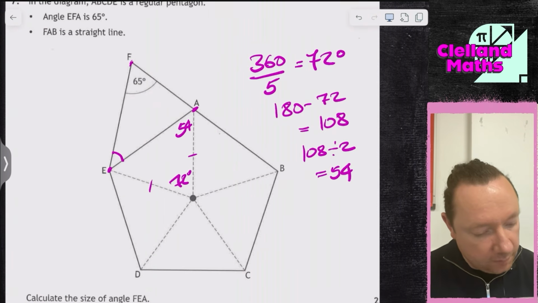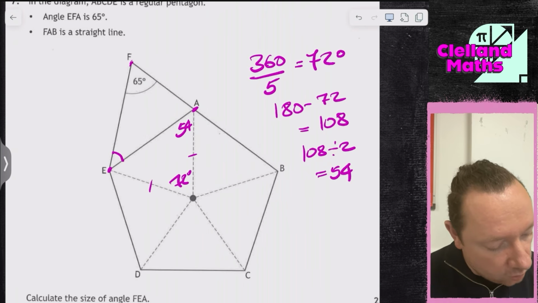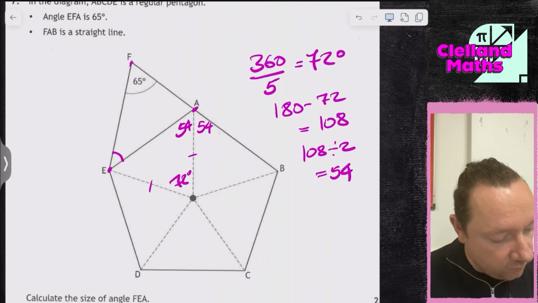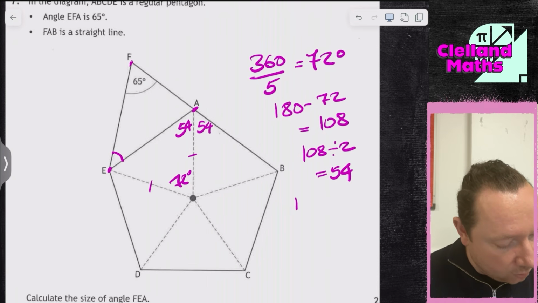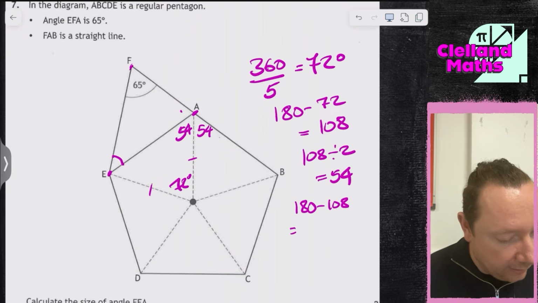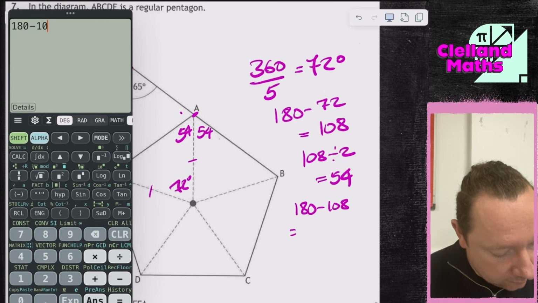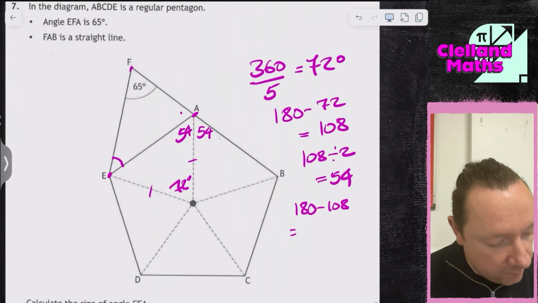Don't need the other one, but put it in if you want. And we also know that this one's 54 then because of symmetry. 2 54s is 108, so I can now do 180 minus 108 to get this one here, because angles on a straight line add up to 180. That gives me 72 up here.